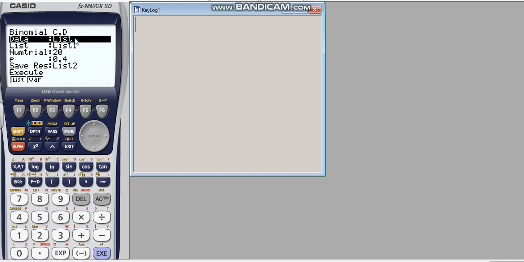To start with, if we're only looking for one value, we're going to start with the data being a variable. And the value I want, less than or equal to, is 2. Let's execute that. And then the number of trials we said was 50, and the p was 0.15. My answers are going to appear in list 2. So that's the probability that x is less than or equal to 2.